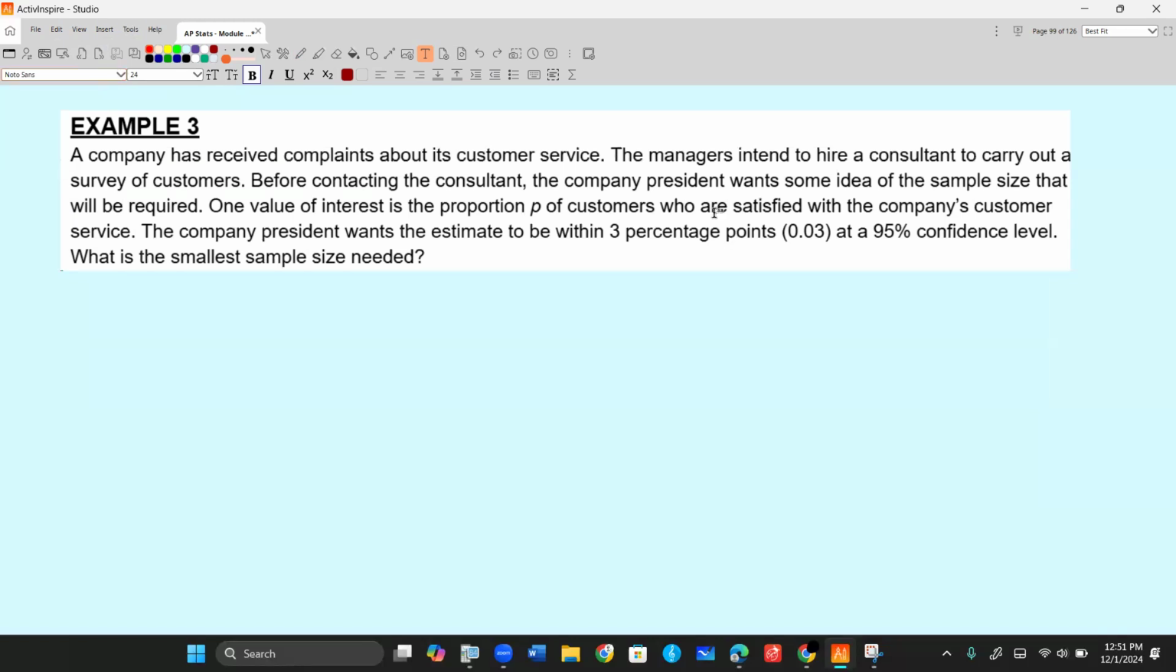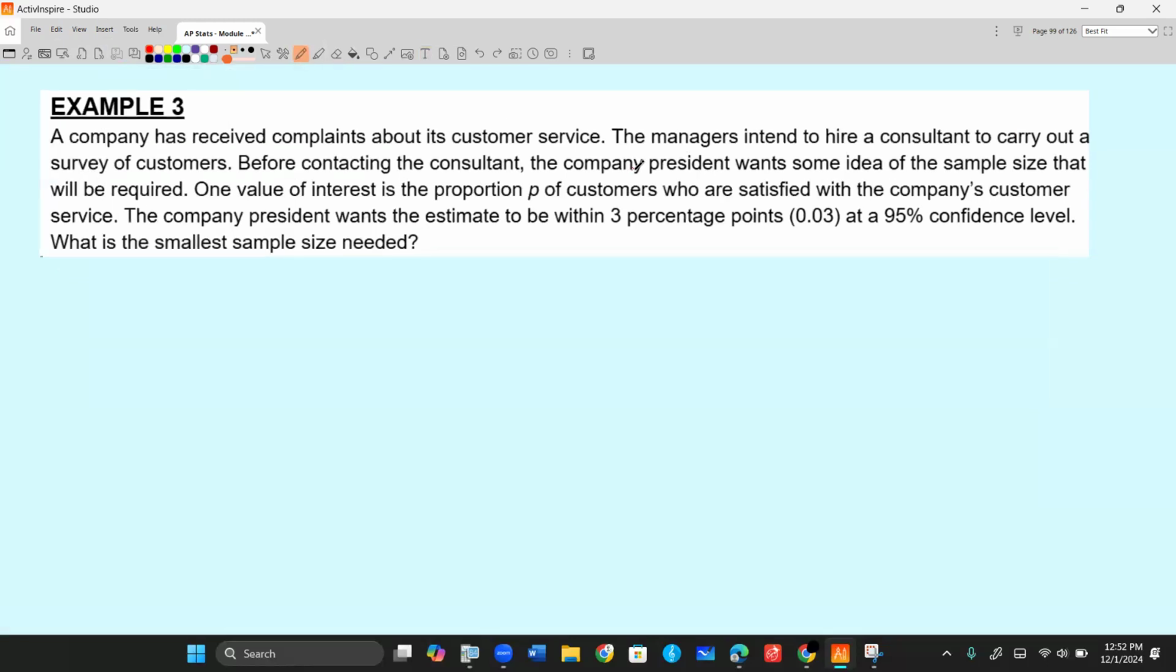So a company has received complaints about its customer service. The managers intend to hire a consultant to carry out a survey of customers. Before contacting the consultant, the company president wants some idea of the sample size that will be required. One value of interest is the proportion P of customers who are satisfied with the company's customer service. The company president wants the estimate to be within 3 percentage points, so it's less than or equal to 3 or 0.03, at a 95% confidence level. So you already know it's going to be 1.96. And it says, what's the sample size needed?